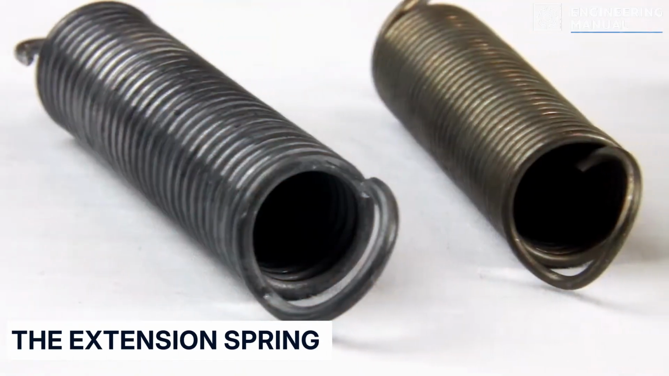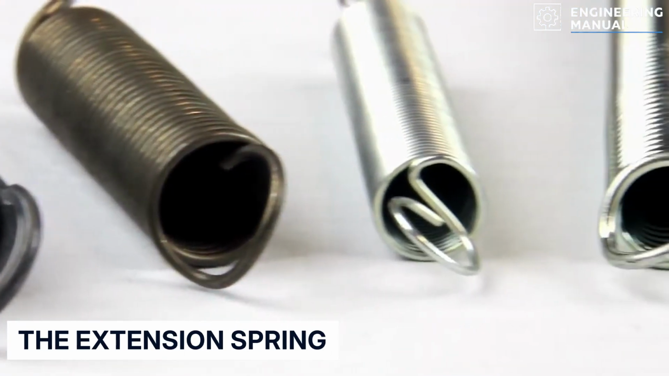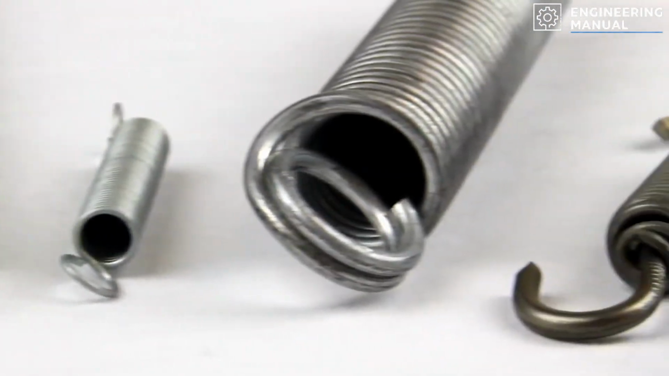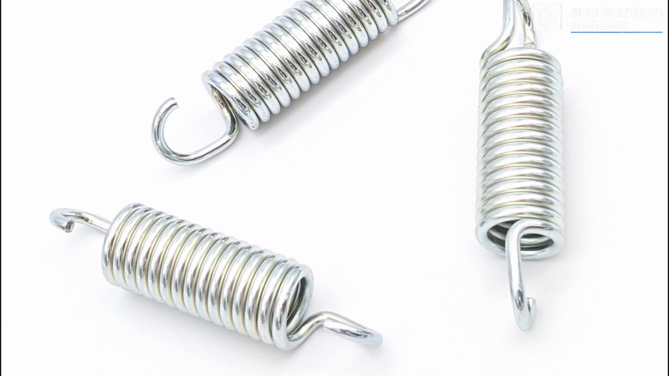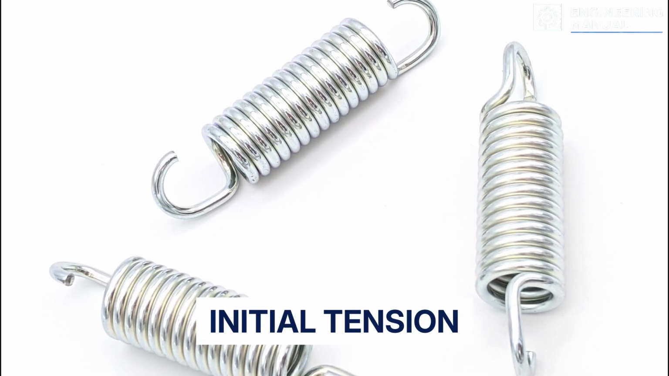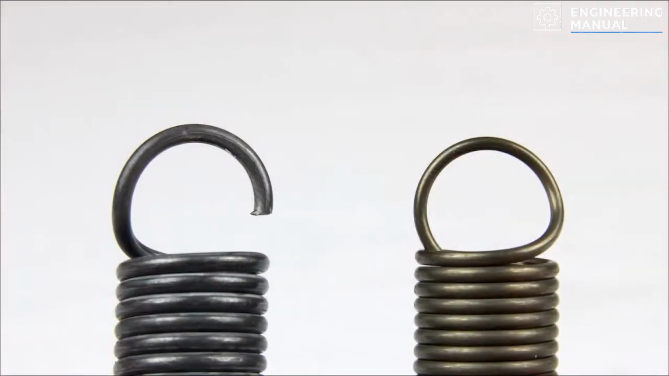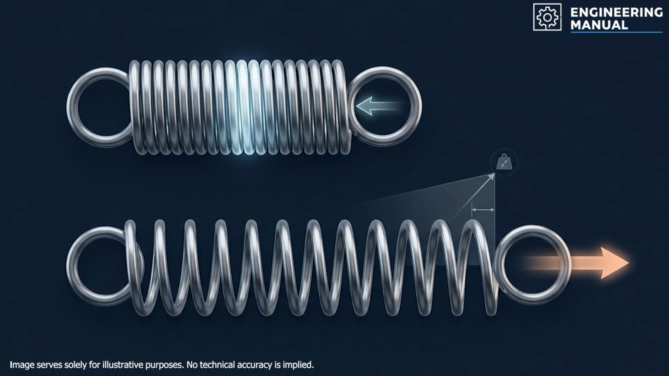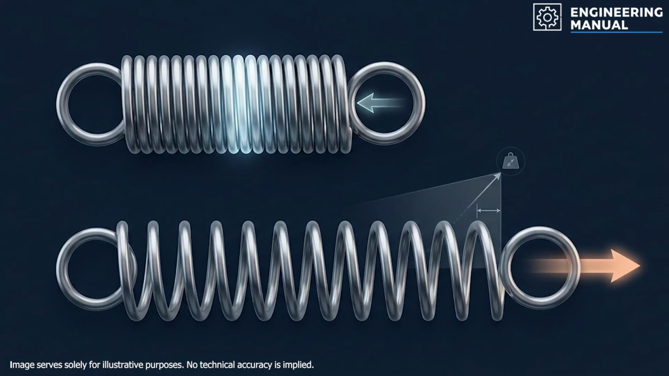The extension spring solves a different constraint: tension-based energy storage, with return force under separation. Unlike compression springs, extension springs are manufactured with initial tension. The coils are tightly wound so that a preload force must be overcome before separation begins. This preload defines the usable force range and eliminates slack behavior at low loads.